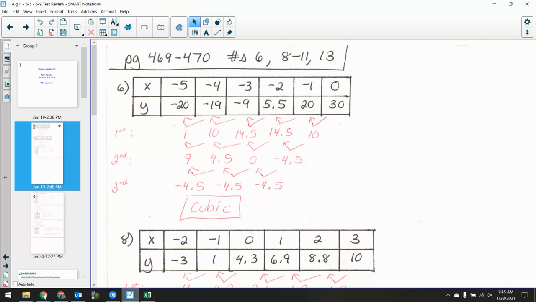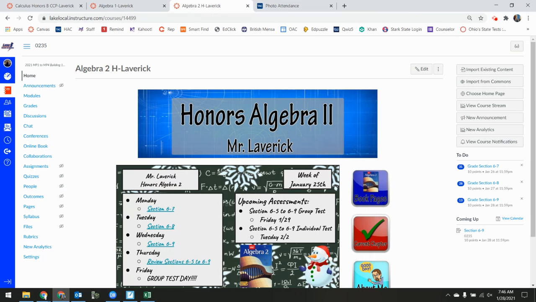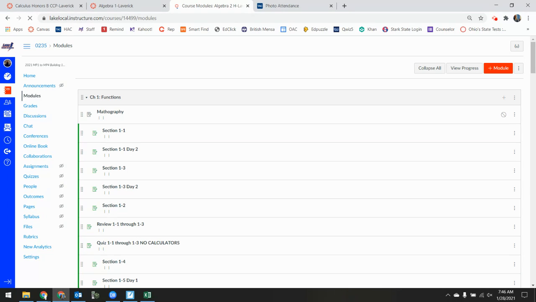Okay, so again, last night's homework, the hardest part was probably doing it in your calculator. I just wanted to remind you that the instructions are there. If you go into modules, I bet it's still within the chapter 2 module.